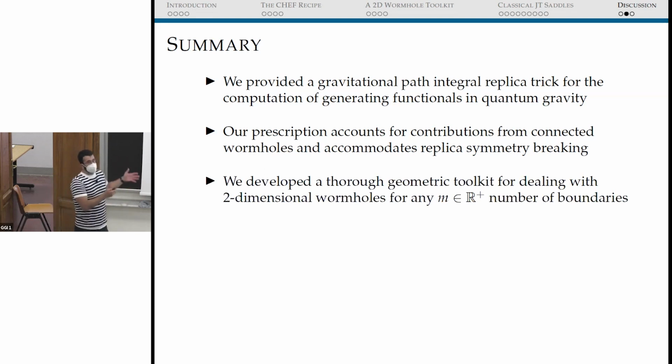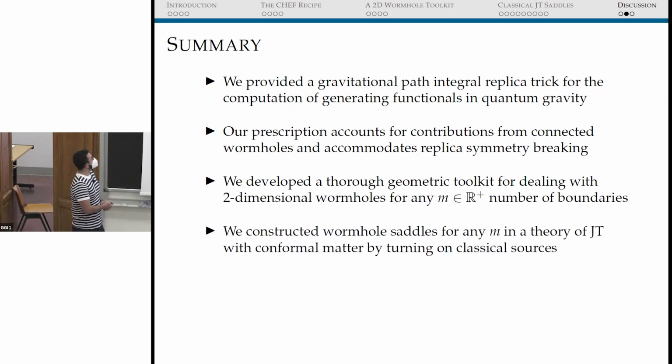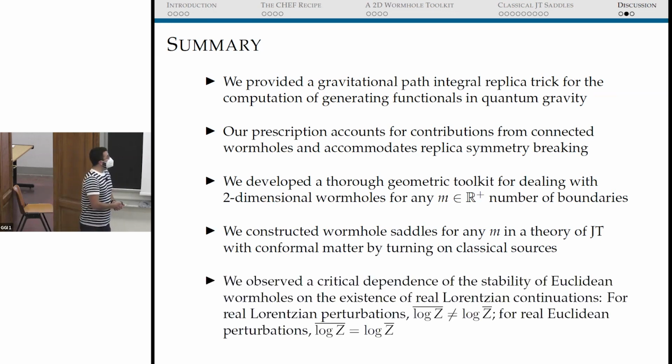We have some thorough toolkit of how to deal with these two-dimensional geometries with defects that can be applied for any M, really. It's not only for M smaller than 1 or anything. We constructed wormhole saddles for JT by just introducing classical sources for conformal matter. And the question about the stability of these saddles is one that is dependent on how we understand the rules of the Euclidean versus Lorentzian path integrals.